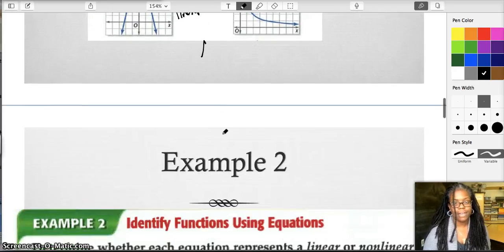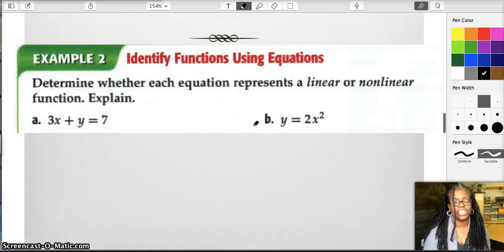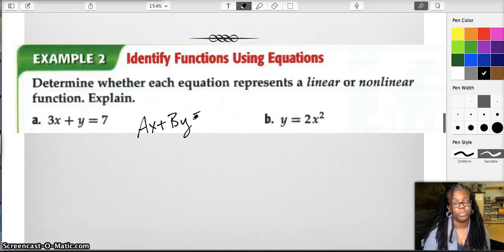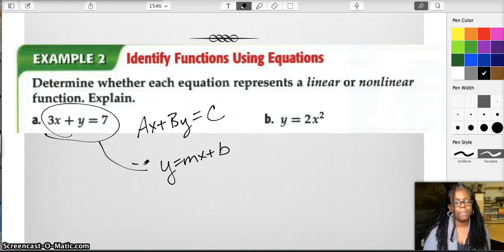Now, if we don't have the graph, as we're going to see in example 2, we can actually just have an equation. Do you remember what we talked about just now? We said that a linear equation can be written in at least two forms. This is called standard form, ax plus by is equal to c, or this one, y equals mx plus b, where m is the slope and b is the y-intercept. Look at this equation. Can you manipulate it so it looks like this? I think you can, right? So I'm going to solve for y. Subtract 3x from both sides, and y is equal to negative 3x plus 7.